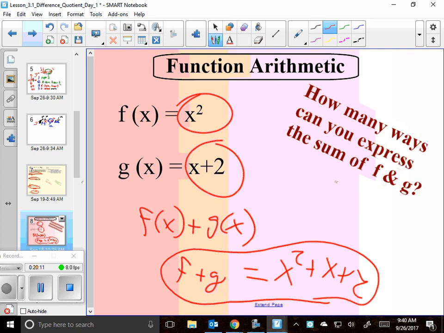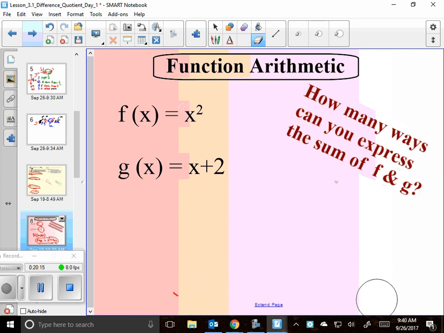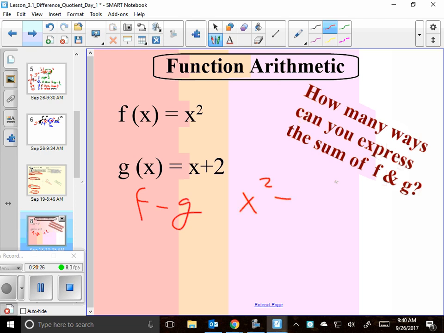What do you think we're going to do besides add the functions? You're going to subtract the functions. Here's a common screw up on subtraction. People go, okay, so it's f minus g, good. And then they go, it's x squared minus x plus 2. So many points in this class will be lost for parentheses or for negatives. This kind of has both. What did the person do wrong? What's wrong with that? That's not f minus g.